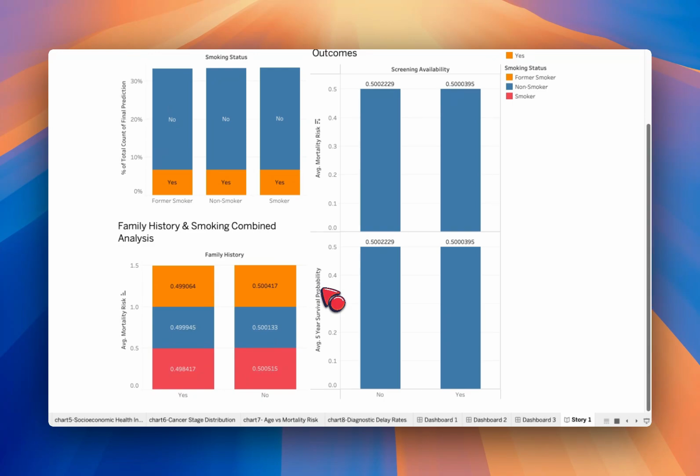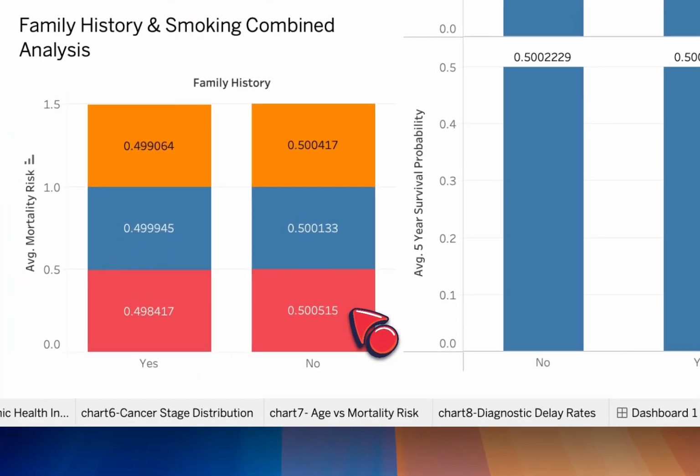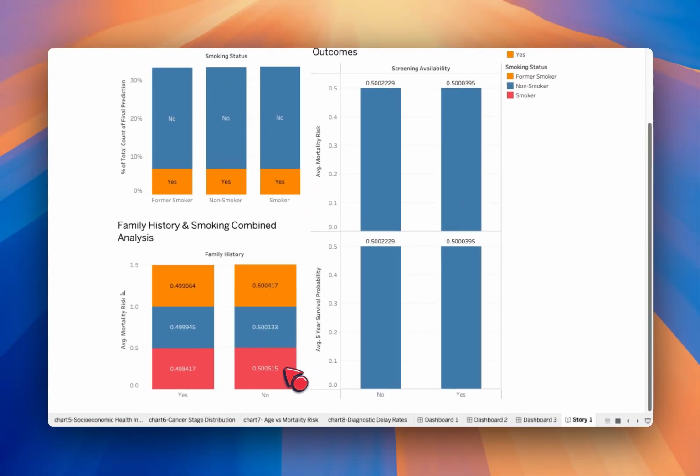And look at the family history. Family history combined with smoking shows risks between 49.8 and 50% across all groups. Small differences, but they accumulate. Individual factors alone aren't enough. We need the big picture.